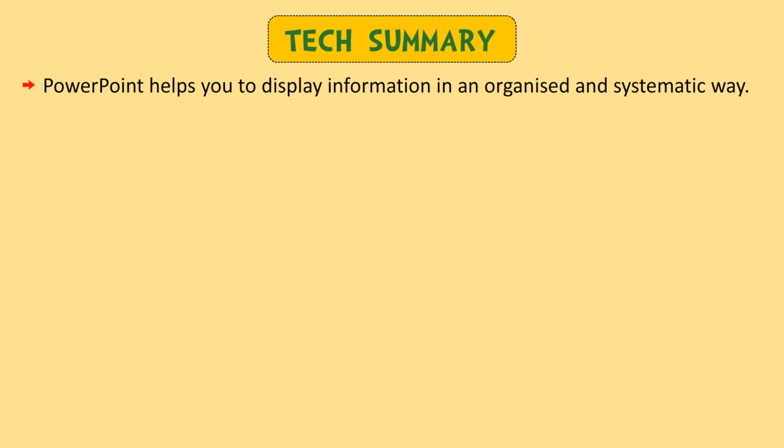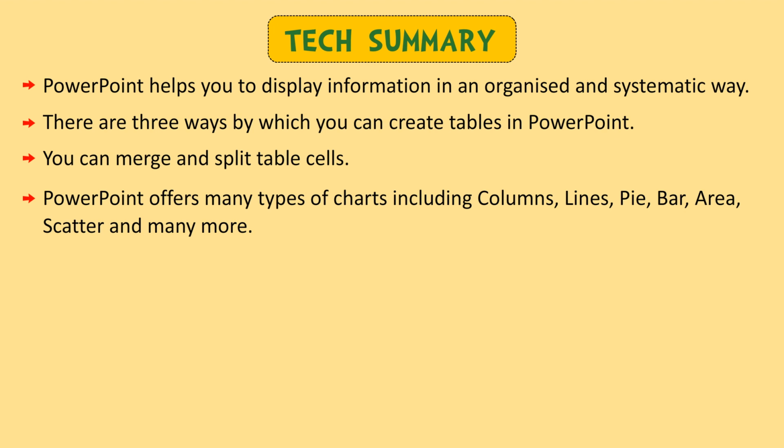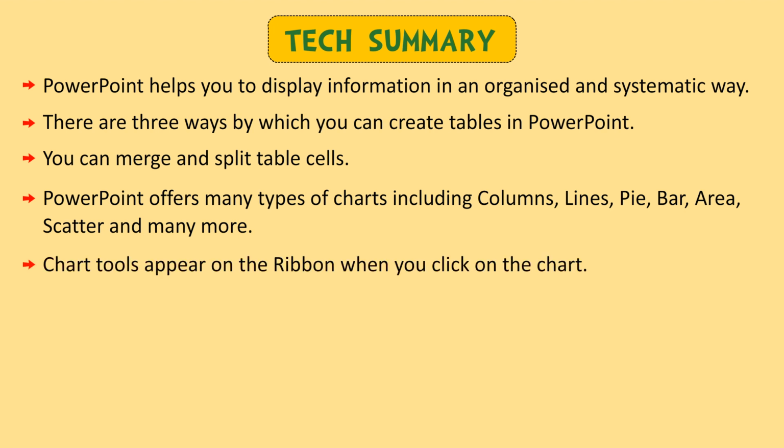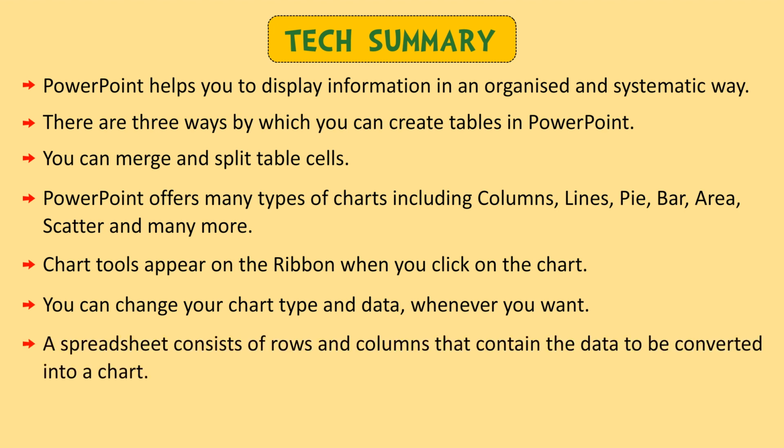Tech summary. PowerPoint helps you to display information in an organized and systematic way. There are 3 ways by which you can create tables in PowerPoint. You can merge and split table cells. PowerPoint offers many types of charts, including columns, lines, pie, bar, area, scatter, and many more. Chart tools appear on the ribbon when you click on the chart. You can change your chart type and data whenever you want. A spreadsheet consists of rows and columns that contain the data to be converted into a chart.